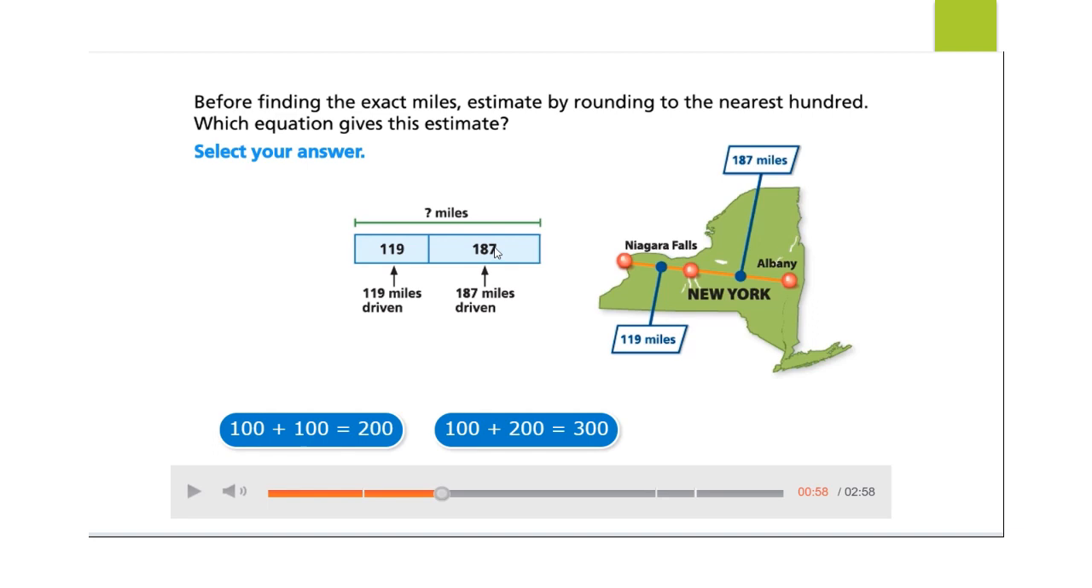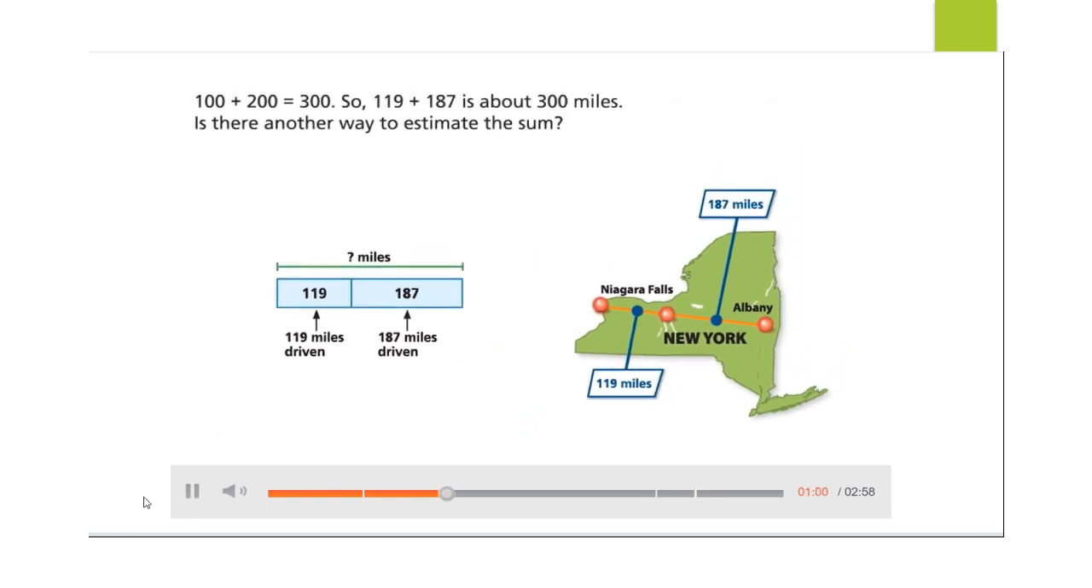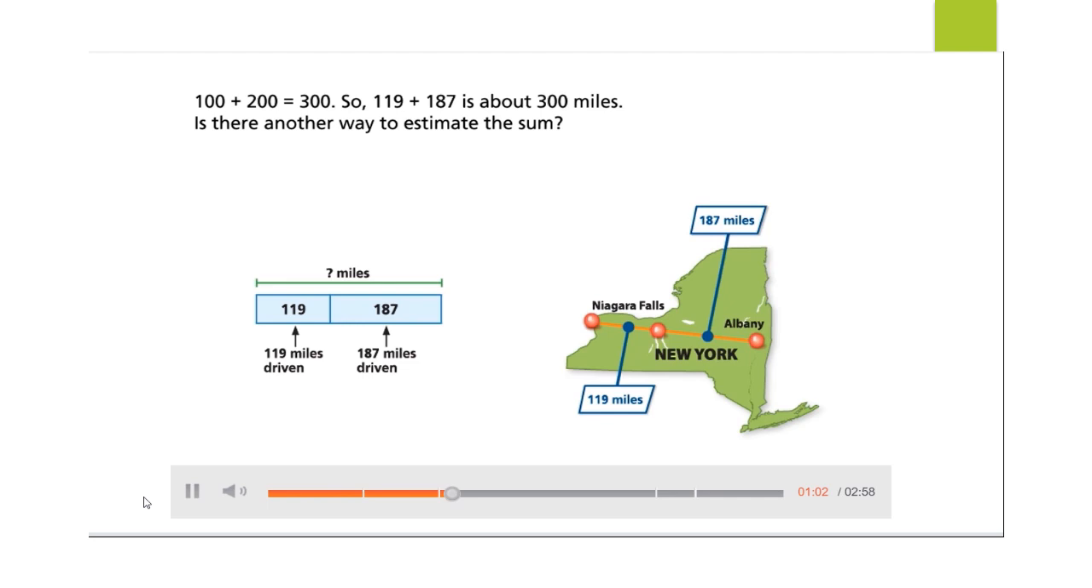If we were to picture this on a number line, 187 is to the right of 150, the halfway point between 100 and 200. So between these two options, the correct estimated equation is 100 plus 200 equals 300. So 119 plus 187 is about 300 miles.